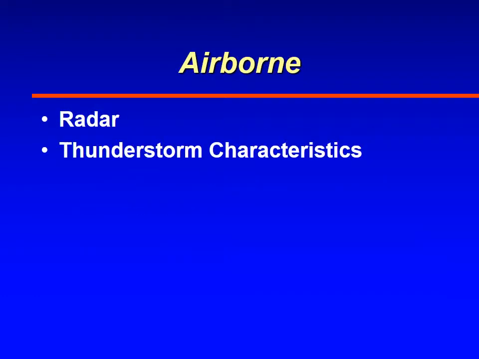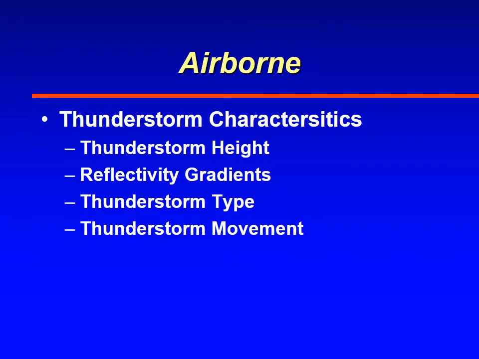So that's radar. We'll get into thunderstorm characteristics. Of course, you need to know about how tall the storms are, some way of finding that out. Also, the reflectivity gradient tells you how strong certain parts of the storm are. And then, of course, we covered thunderstorm classification or types, and then we'll talk a little bit about movement.